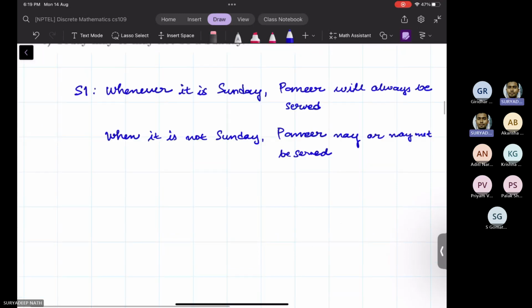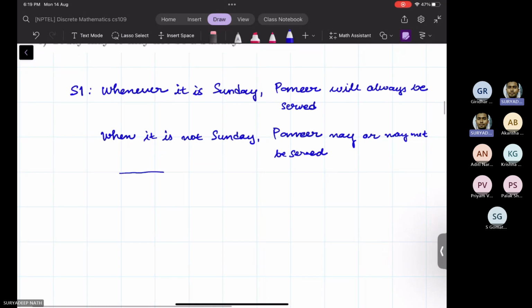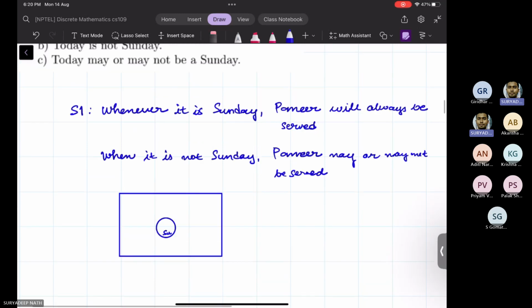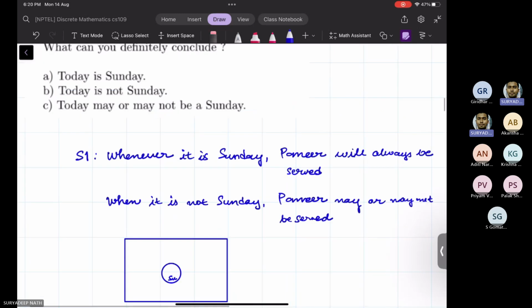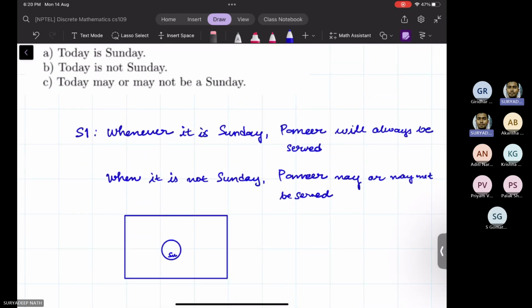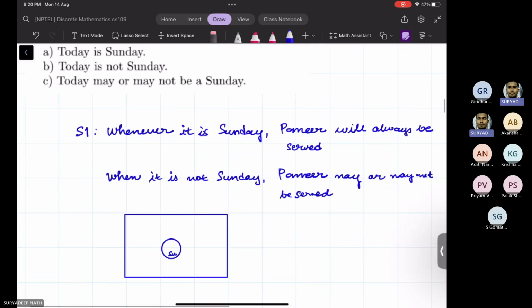So the picture looks like this. If I draw the Venn diagram, let's say this circle represents Sunday. And it is said that whenever it is Sunday, paneer will always be served, and when it is not Sunday, paneer may or may not be. It means that the set where paneer is served is a superset of the set Sunday. So this set represents paneer is served.